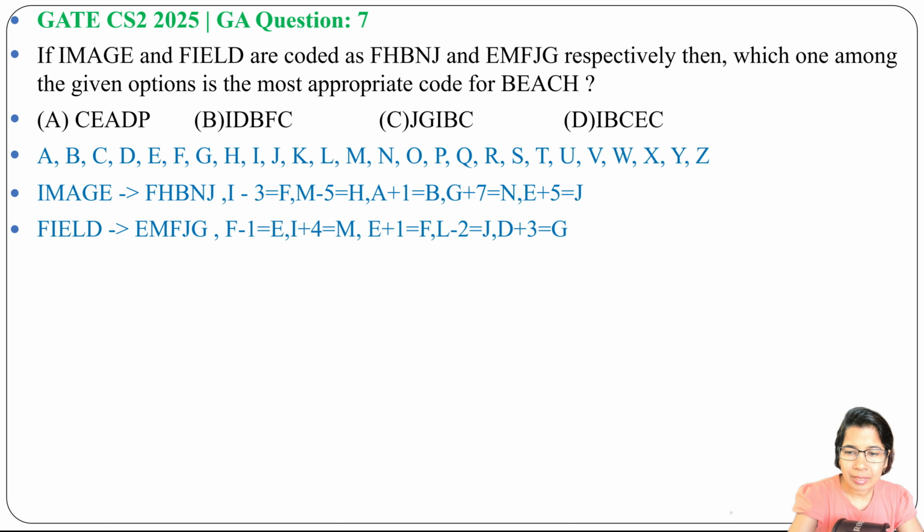BEACH. So the first thing, after A, it should be B. Next one, right? Now check in the options in which the alphabet sequence middle one is B. It's present at option B. So directly you can write the answer is option B. Let me check whether it matches or not.